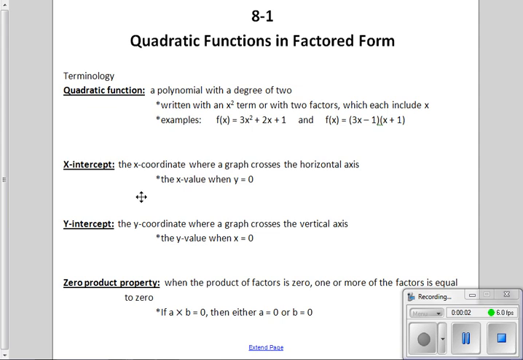Lesson 39 deals with quadratic functions in factored form. Basically, a quadratic function, we know that the exponent is going to be squared there, creating that parabola, whether it curves up or curves down. Basically, what's happening here is you're not going to have that trinomial, and you're going to go ahead and factor it down, much like you did in Unit 7 when you took a trinomial down into two binomials.